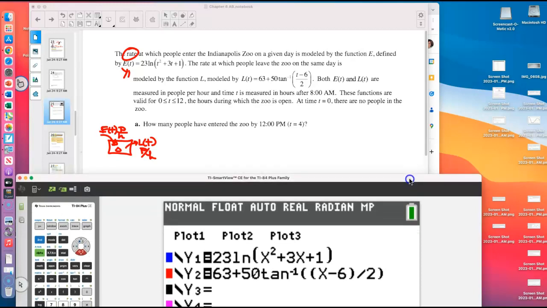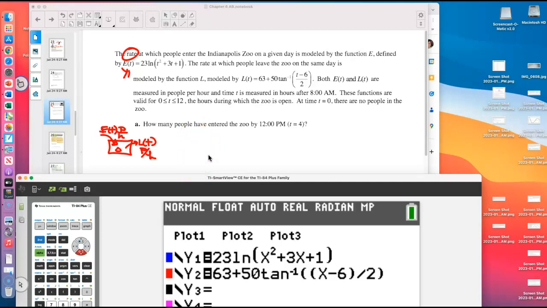Okay, so the first question says, how many people? So the minute they're talking about people, and not people per hour, what do I know I'm going to need to do? How do I remove the rate? Integrate. I'm going to integrate, correct? To go from people per hour to people, I need to integrate. So you're going to draw a little integral symbol right here. It only wants to know how many entered. What am I going to integrate? Just what? E of t. Don't rewrite the whole function. It's already defined. So you're going to integrate E of t dt from where to where? 0 to 4.